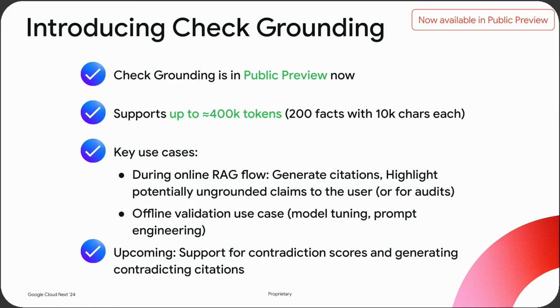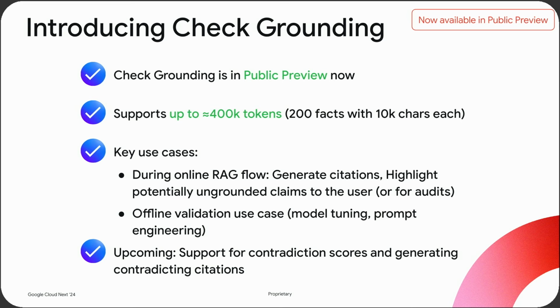So check grounding is now available in public preview, and what it does is basically you provide it with a given answer and the underlying facts, and then it checks for each of the claims in the answer whether those claims are actually based on the given facts. So you can see it supports up to 400,000 tokens as input. It also supports very large fact bases and context windows.